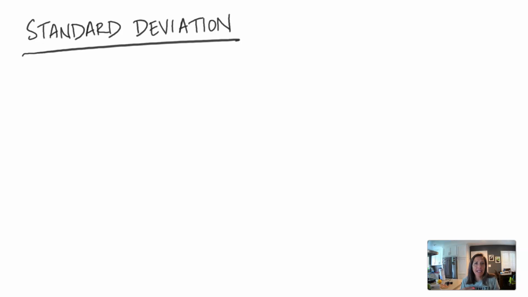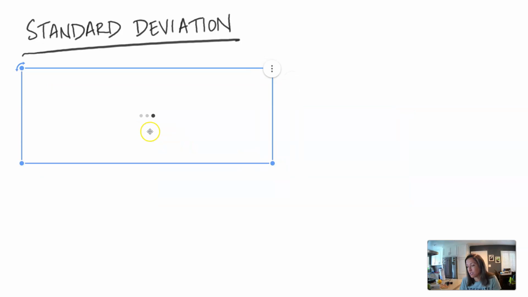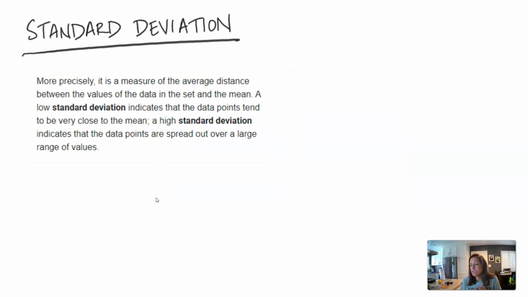So basically, for any of our displays, how can we tell which display has the largest and which display has the smallest standard deviation? And that really comes down to the definition of standard deviation. It is the average distance between the values in our data set and the mean. So the smaller it is, the closer things are to the mean, and the larger it is, the further things are from the mean.